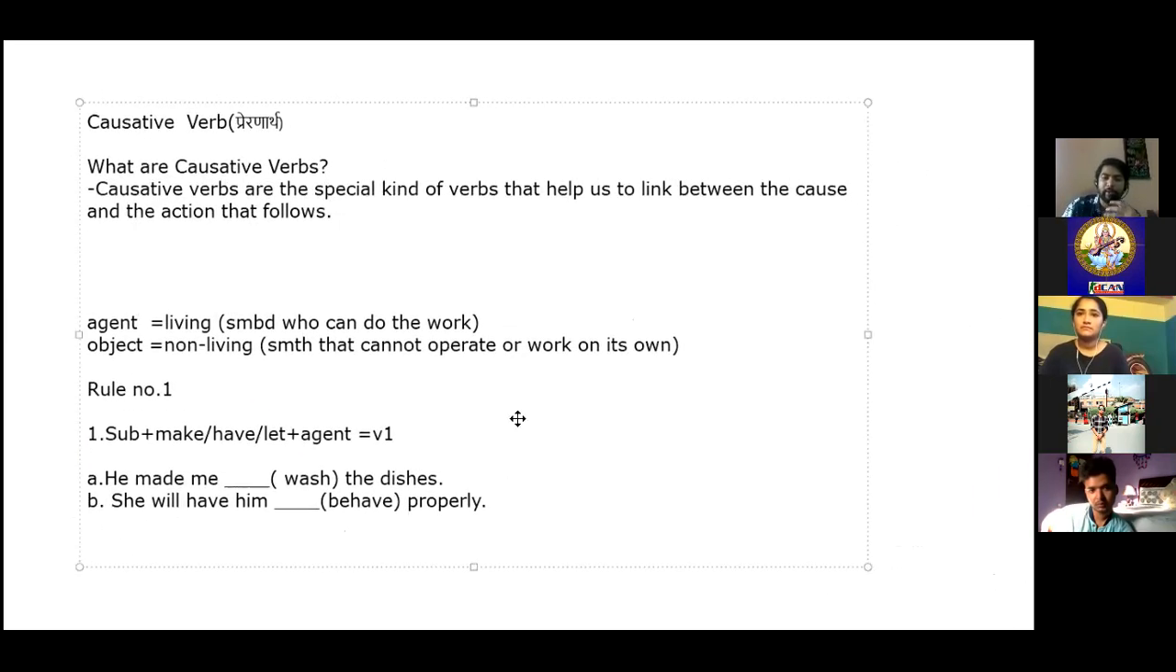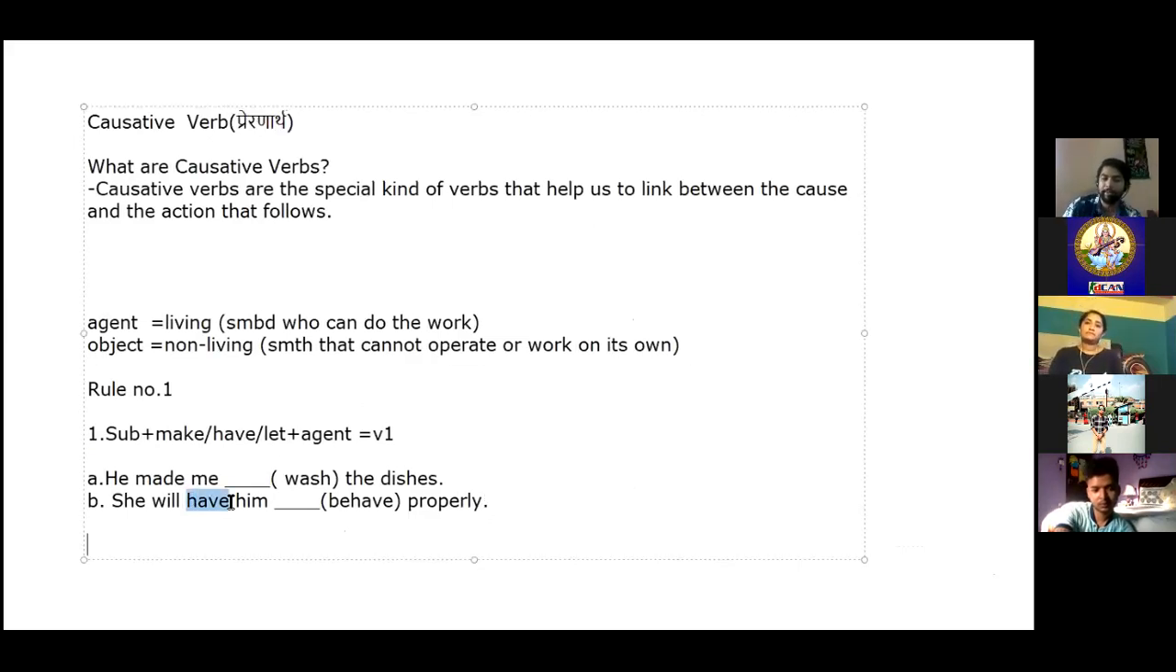What is our causative verb here? Our causative verb is have. This is in simple future tense, but there is no need to panic. It goes with the same word. The rule for have is the same, right? So after have, him is an agent or an object?